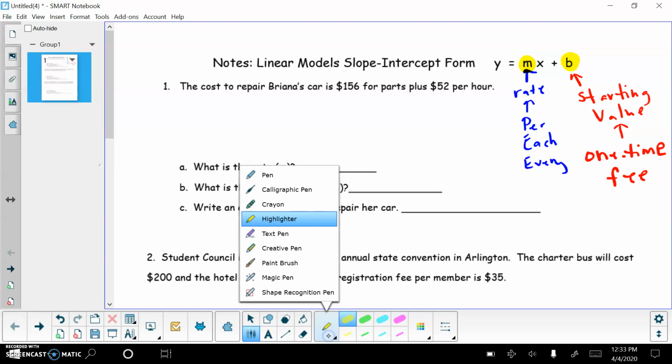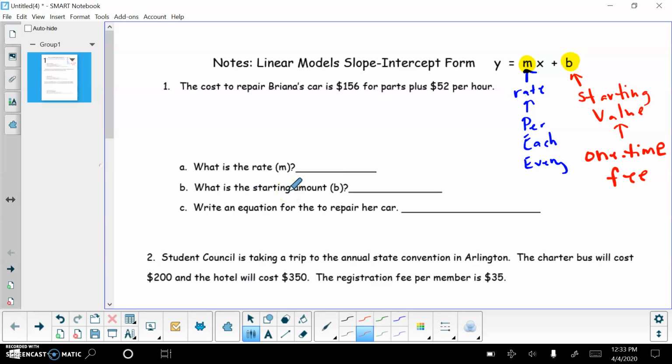So if we're going to look at this very first example, it says the cost to repair Brianna's car is $156 for parts plus $52 per hour. It's a pretty short one, and I see right away I've got one of my per, each, and every words. There's my per. That means that the $52 is a rate. I'm going to write down my important information: that's $52 per hour, and I'm going to write that that's my rate.